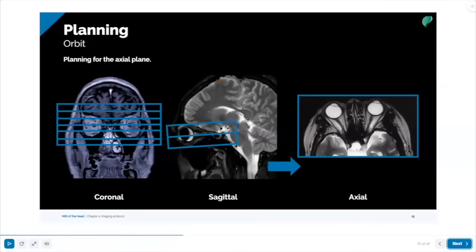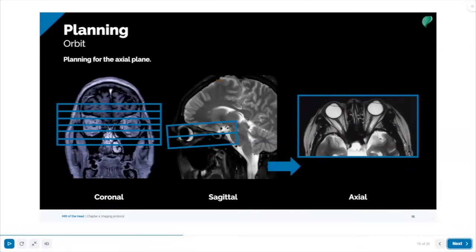Referring to the sagittal localizer, you can see the angle at which the block should be positioned. Be sure the block extends from the infraorbital rim to the superior orbital roof, covering the entire vertical extent of the orbit. Refer to the coronal localizer, and you will see that both orbits are covered. Be careful when planning on the sagittal localizer. You will want to pick a slice that is only showing one orbit so that you can ensure proper coverage and angles.